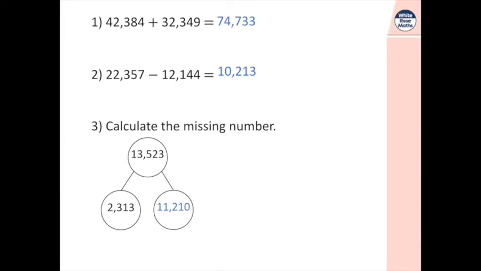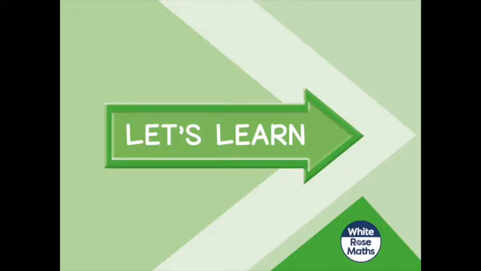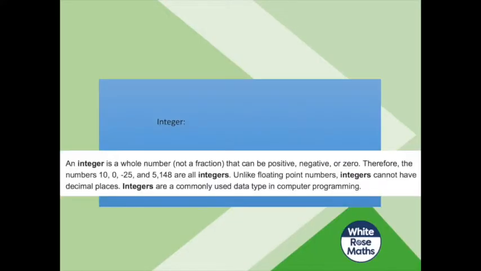And how did you get on with those? Okay, let's learn. An integer then. An integer is a whole number, not a fraction, that can be positive, negative, or 0. Therefore, the numbers 10, 0, minus 25, and 5,148 are all integers. Unlike floating point numbers, integers cannot have decimal places.